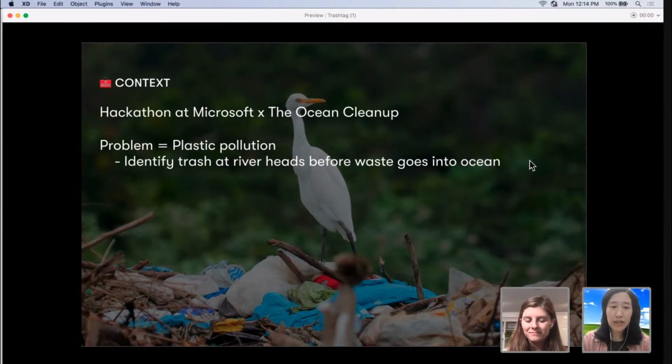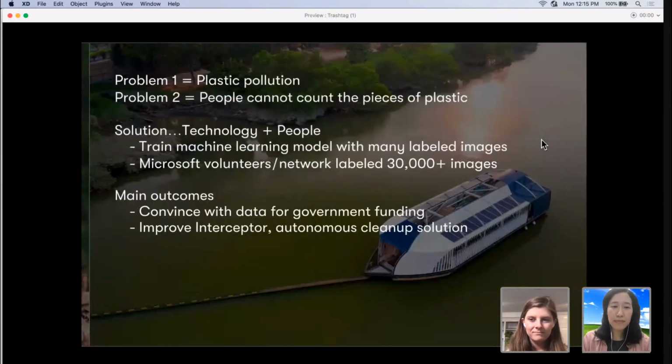And so they needed our help to think of a way that we could identify the trash at the riverheads, and that way they could figure out where they should focus their resources on stopping that problem at the source. Because we have limited resources, we have a limited amount of time. So having that data would really help them understand where to focus their resources.